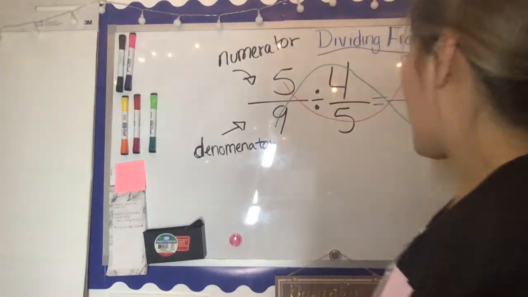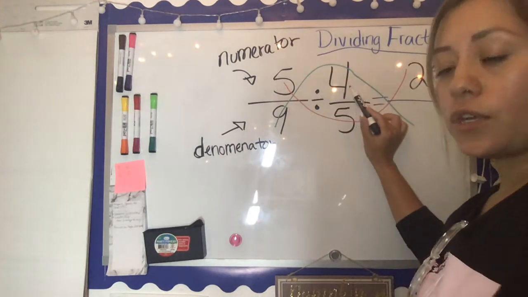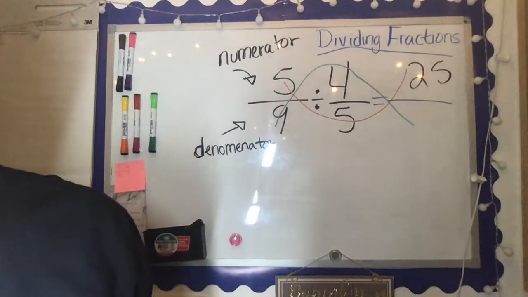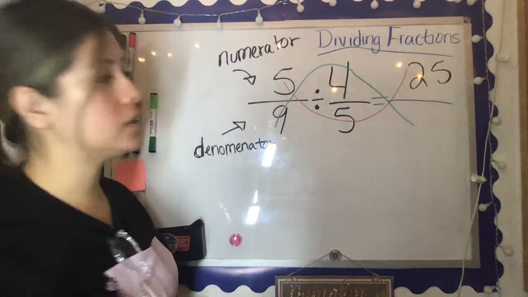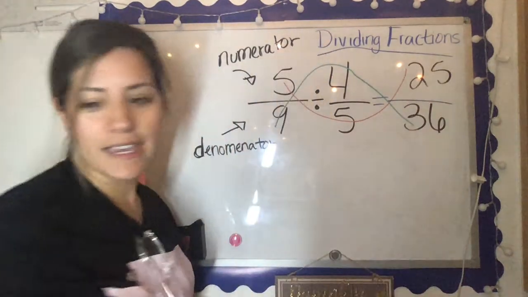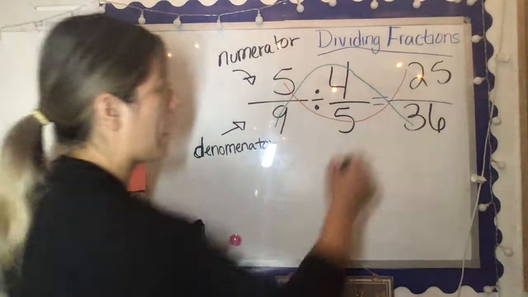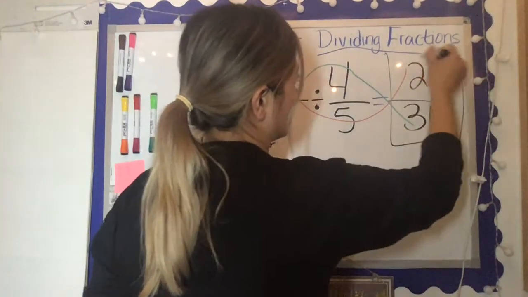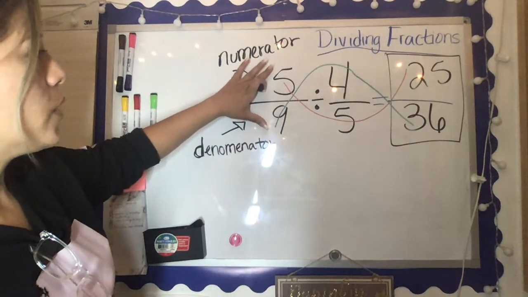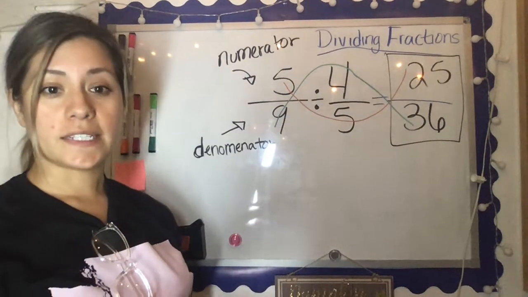So we have 9 multiplied by 4. So you're multiplying. Okay, we're not dividing anymore. Think about it. 9 times 4 equals, what's your answer? 36. Okay, now you have your answer. So when I ask you, what is 5/9 divided by 4/5? You should say 25 over 36.